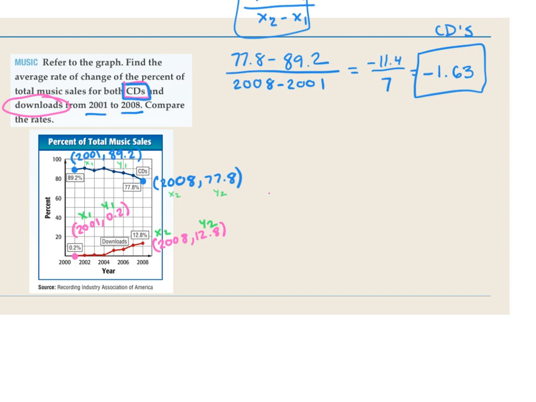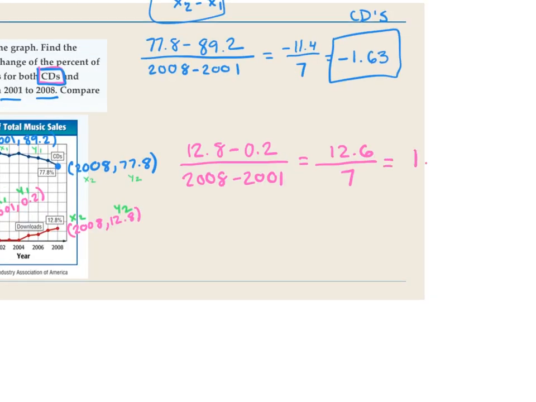So we plug everything into our formula now. Our y2 is 12.8, minus our y1, which is 0.2, over our x2, 2008, minus 2001. 12.8 minus 0.2 is 12.6. And 2008 minus 2001 is 7. So 12.6 divided by 7 is 1.8. So our rate of change for downloads is 1.8.